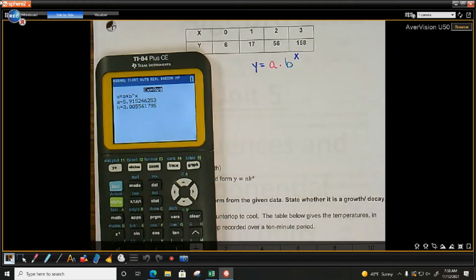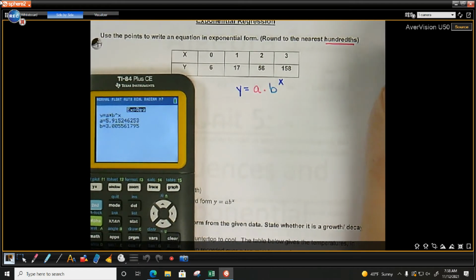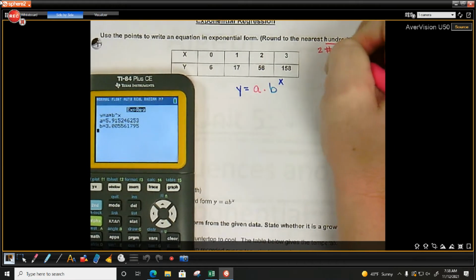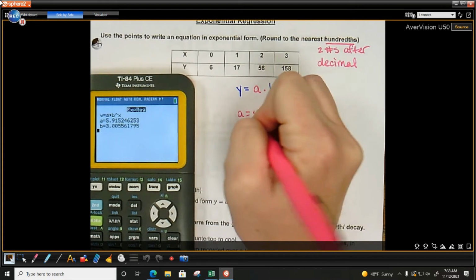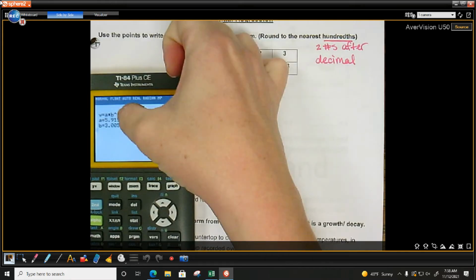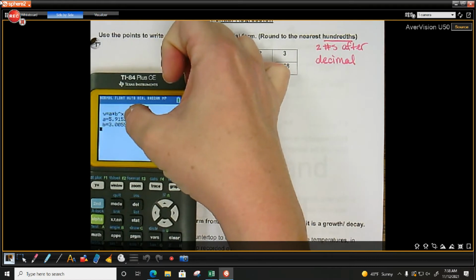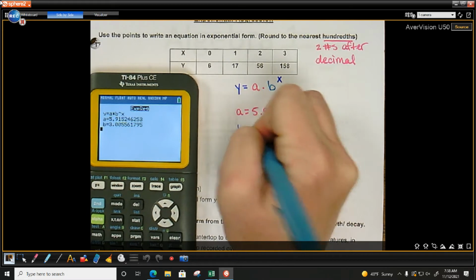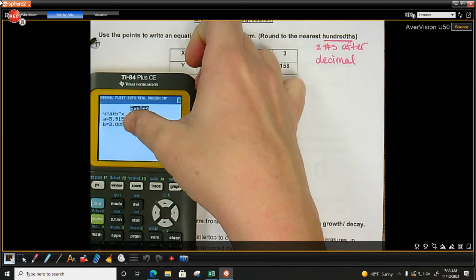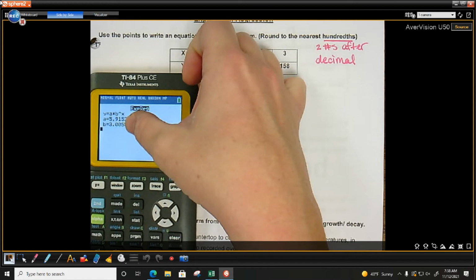Okay, so let's write out our A and our B. And it says round to the nearest hundredth, which is what? How many numbers after the decimal? 2 numbers after the decimal. Okay, so A is 5.91. When you're rounding to 2 numbers, you look at the third number. Does the 5 round the 1 up or keep it a 1? Rounds it up to a 2. So there's my A. Then my B is 3.00. Look at the third number, which is a 5. So does that round the 0 up or keep it a 0? Rounds it up to a 1.